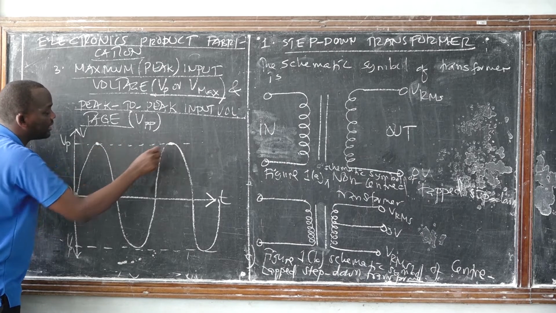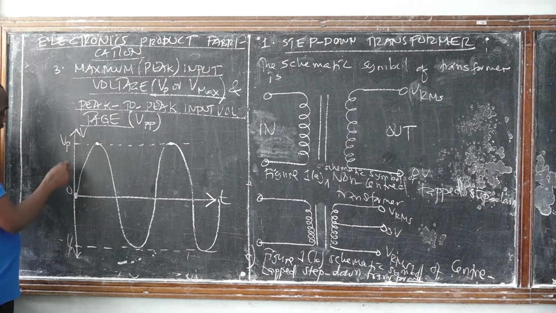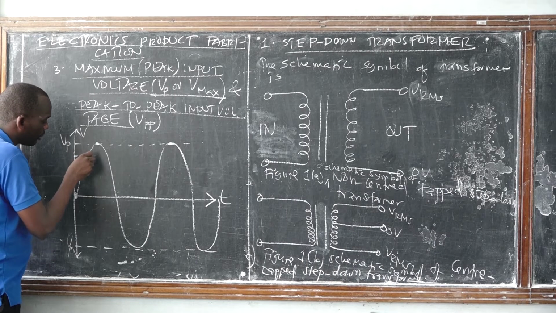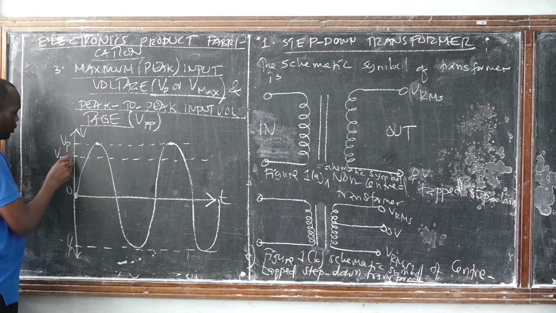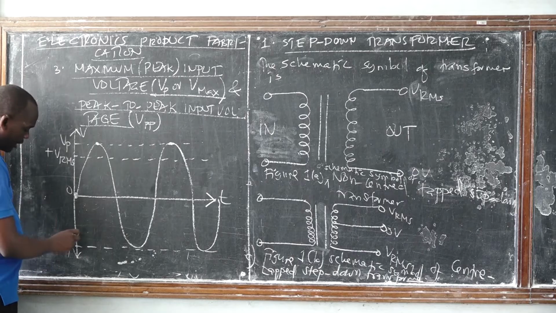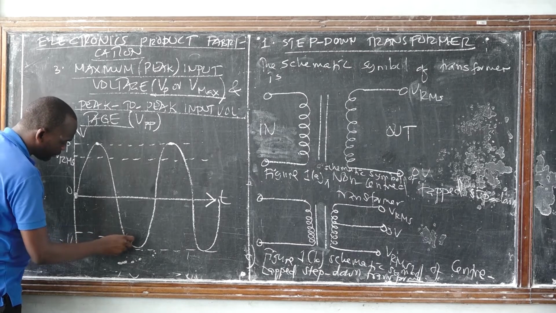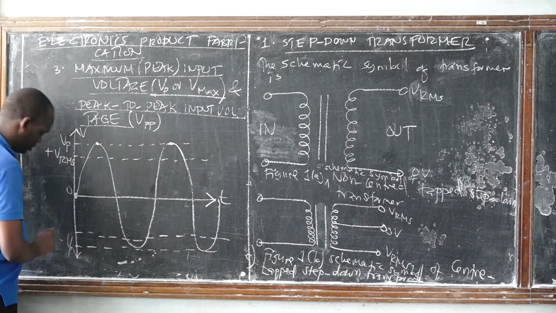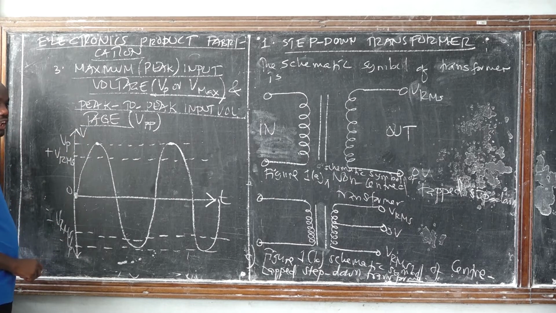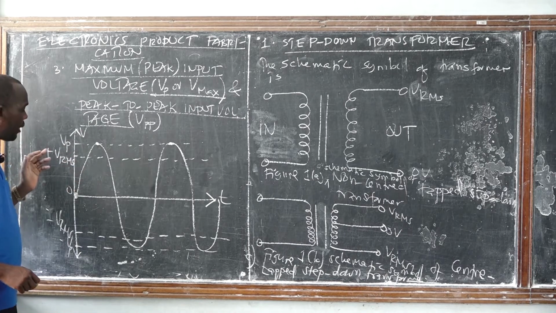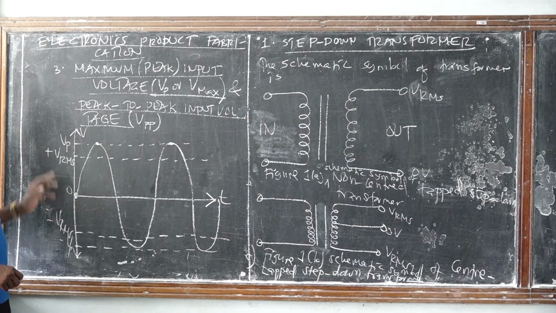This is V maximum. The V maximum is only a single value. Here we have the positive root mean square voltage, and here the negative root mean square voltage. So 220 up to 240 is root mean square voltage. It's not maximum voltage or peak voltage.